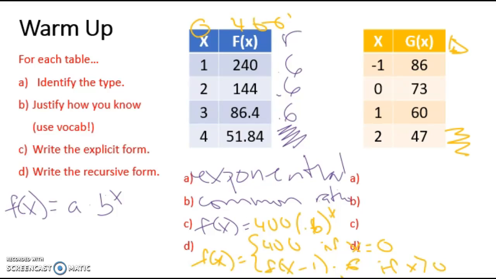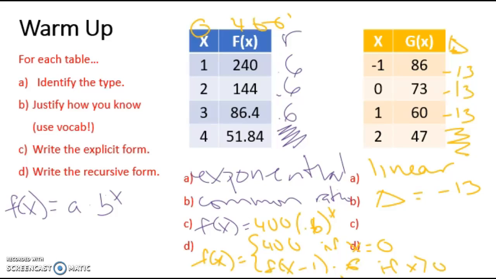So to find the first difference, we're going to take 47 minus 60. That gives us negative 13. Then we take 60 minus 73, that's also going to give us negative 13, and so forth. Okay, so this is linear because the first difference is constant and it is equal to negative 13.